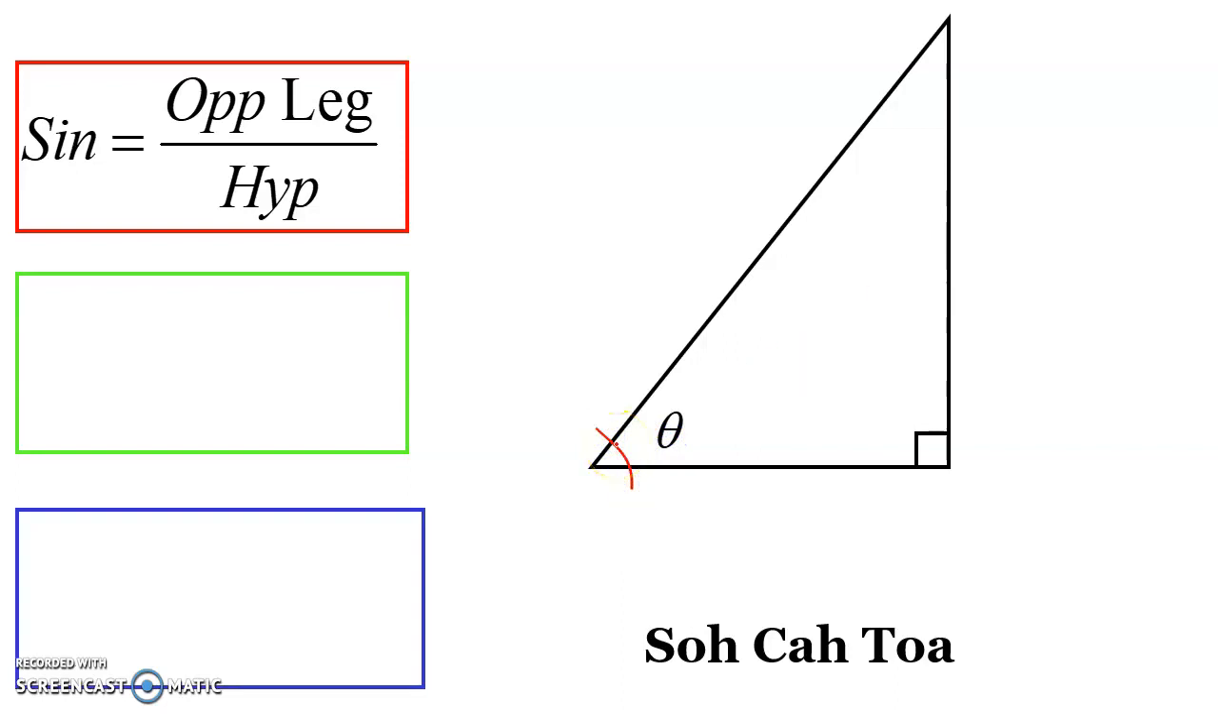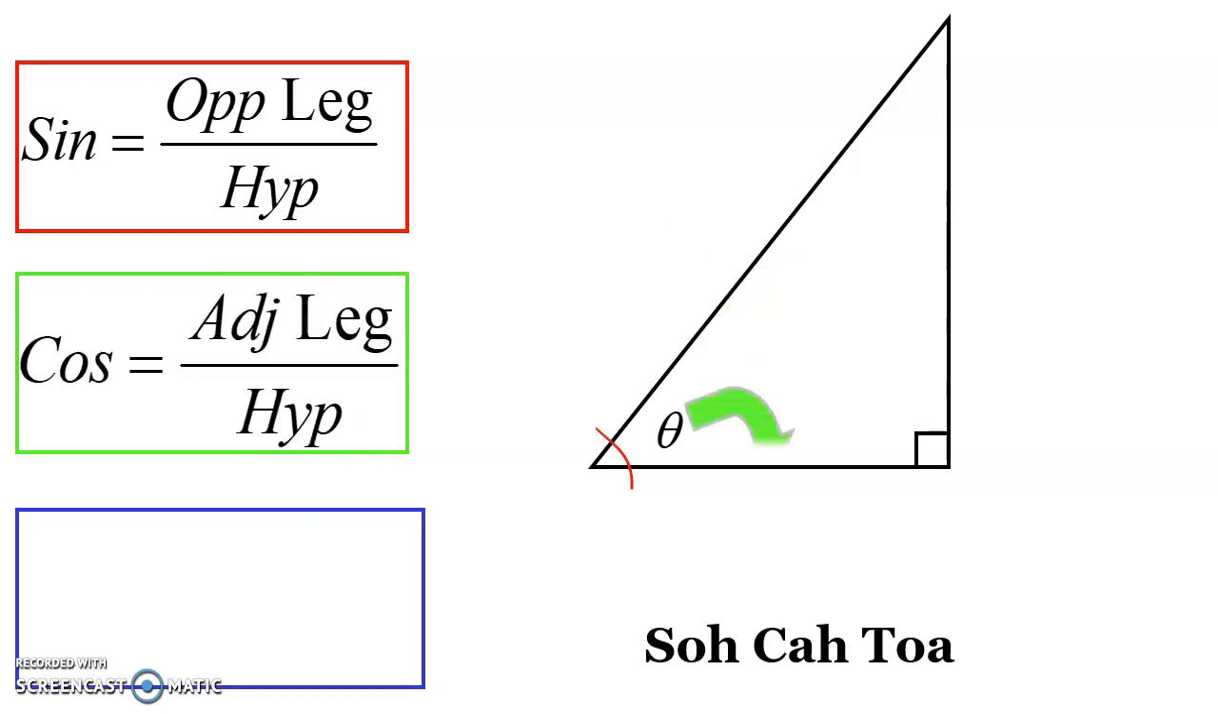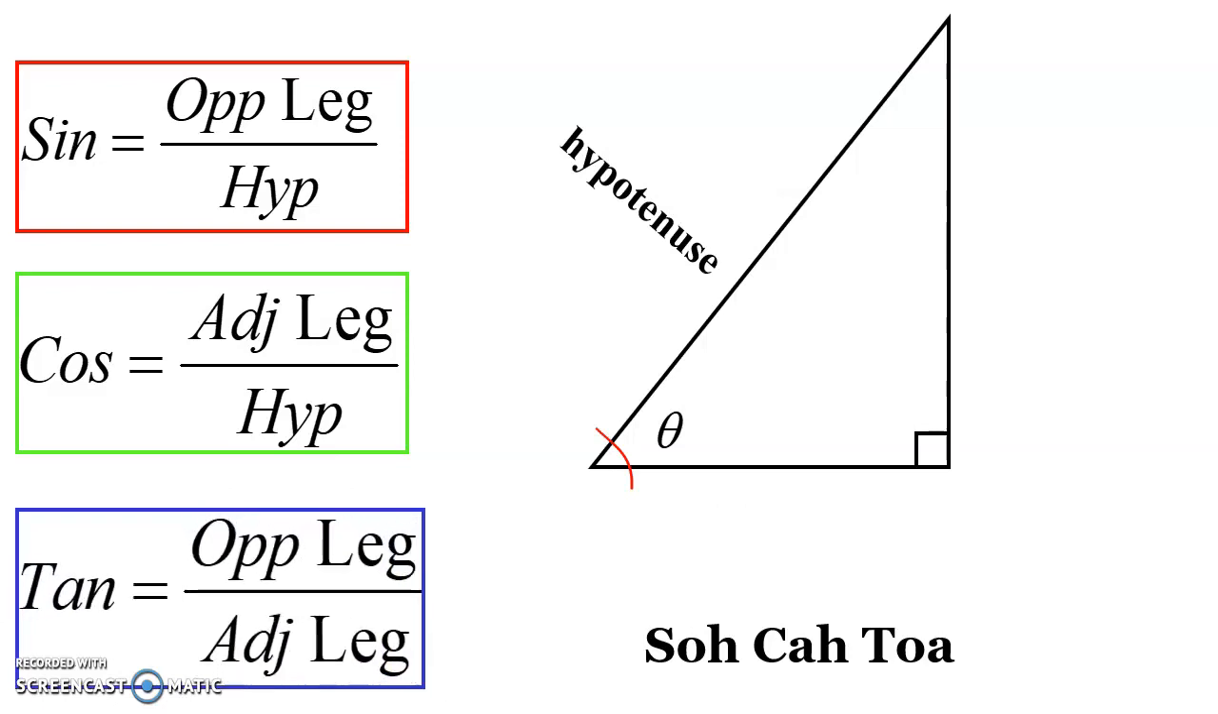Sine would be our opposite leg over the hypotenuse, that would be our ratio or our fraction. Cosine of our angle of interest would be our adjacent leg over our hypotenuse, that fraction. And then tangent of our angle of interest is the opposite leg over the adjacent leg.